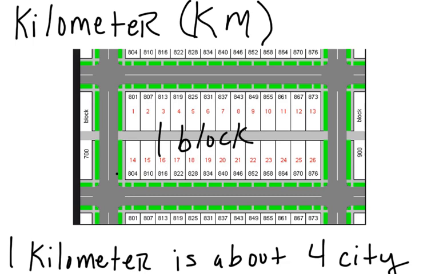So 1 block, that means from the start of your street to the end of your street is 1 block. Then from the start of the next street to the end of that street is another block. So think about that. 4 city blocks. That's a very long way, and that's how long a kilometer is.